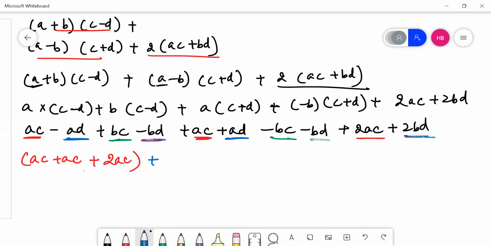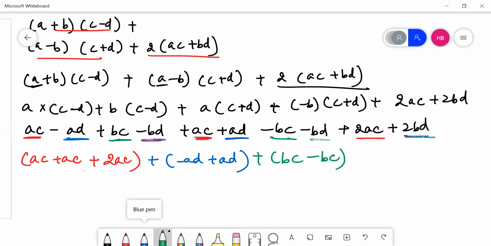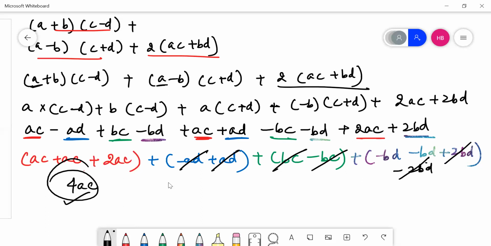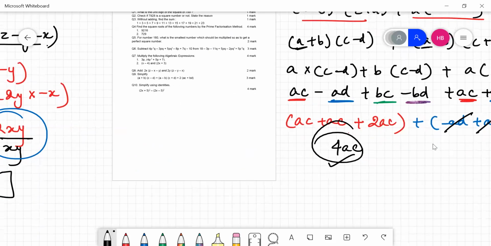Then plus minus ad plus ad, plus bc minus bc, plus minus bd minus bd plus 2bd. Okay. If I calculate this, ac plus ac plus 2ac will give me 4ac, minus ad plus ad will cancel out, bc minus bc will cancel out, minus bd minus bd will give me minus 2bd, and minus 2bd plus 2bd will also cancel out. So finally my answer is 4ac. That's your answer, guys, for this question.